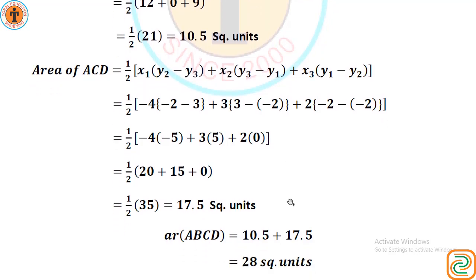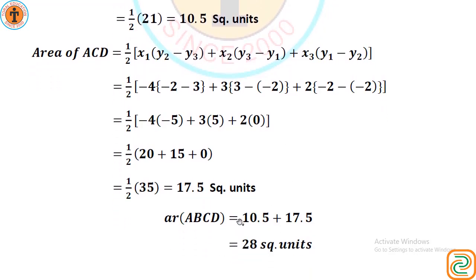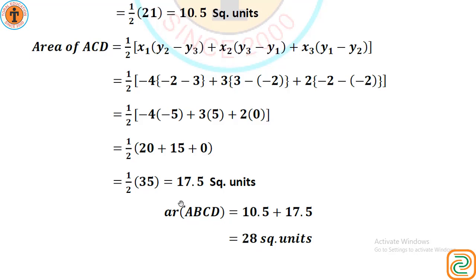Now area of ABCD means ABC plus ACD, both. So we have 28 square units. Okay. Question number 5.